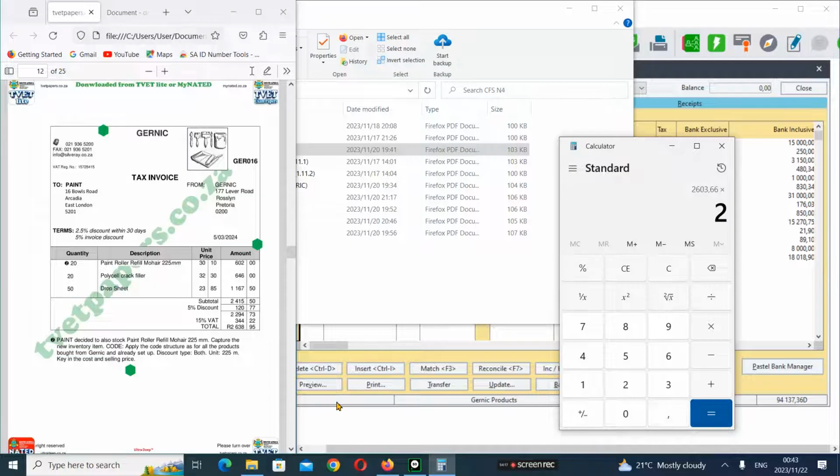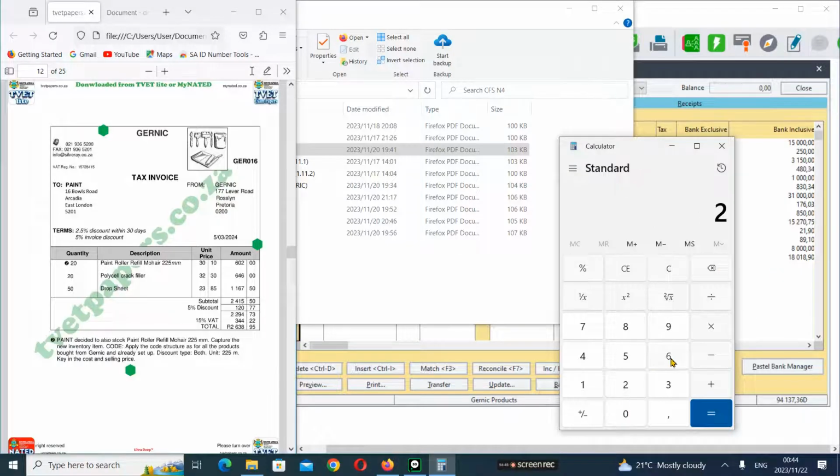Let me write down the answer somewhere. It's 2603,66. 2603,66 times 2.5 over 100, and then you will get this amount, which is 6509.